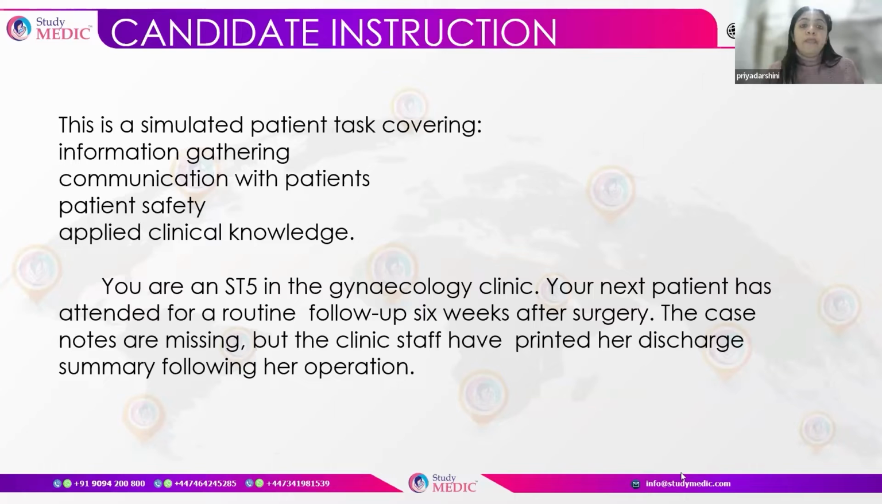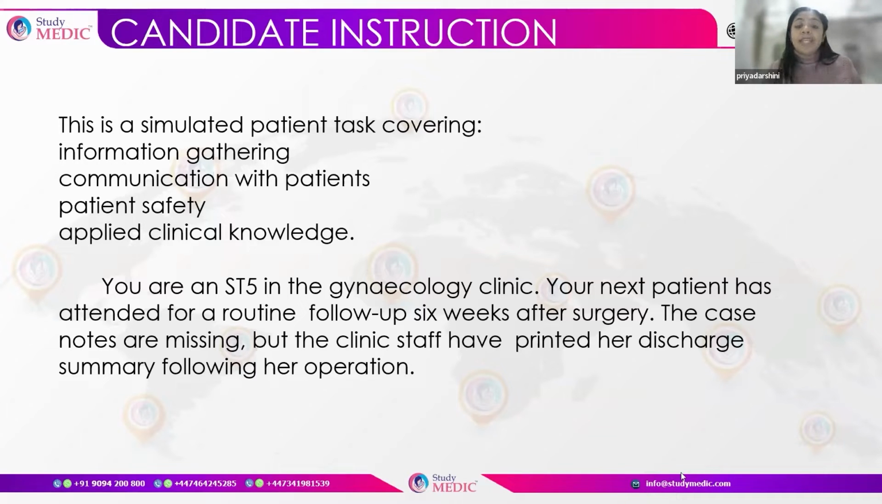Point number 1, we need to understand whether it is a structured discussion or a simulated patient task. Second thing, we need to understand what are the domains we are going to be tested on. In this particular case, it is a simulated patient task. The domains are information gathering, communication with patient safety, and applied clinical knowledge. Following that, we need to understand who are we, where are we, and what are we going to do.